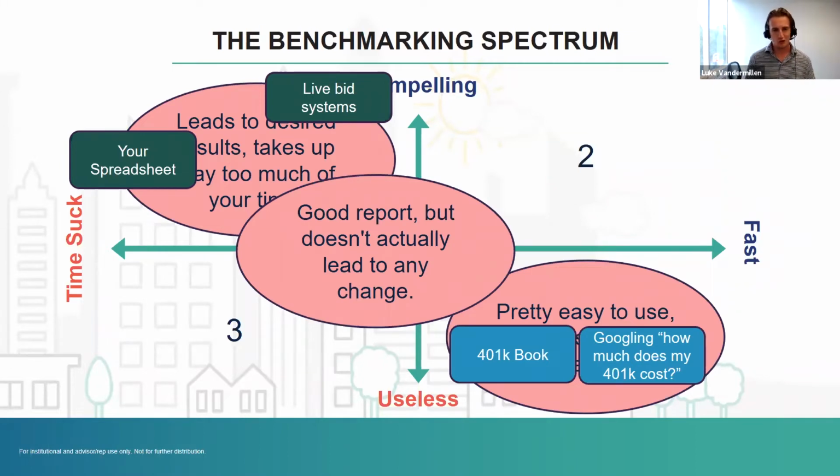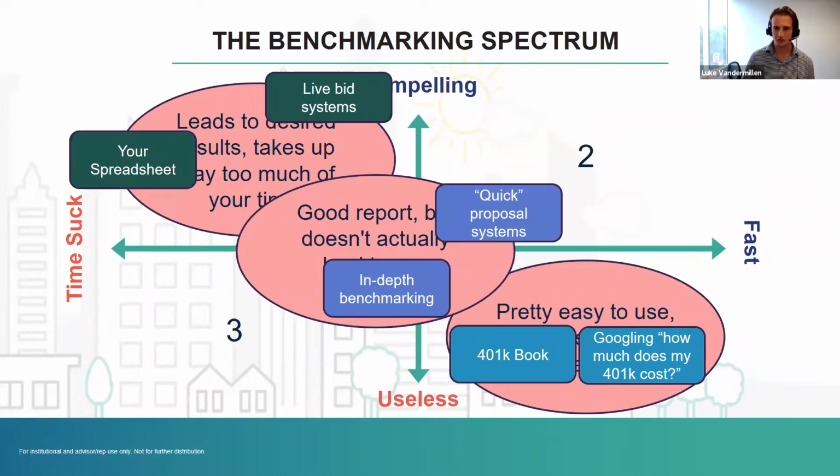Getting towards the middle, more where we want to be, is the great reports that don't lead to any actual change. So this is something that's becoming more and more popular that we're seeing in our industry right now, small fintech startups that are offering reports that on the surface level seem like a great idea and seem really easy for an advisor to use, but the data just isn't there to drive the outcomes that the advisor is looking for. And then going into in-depth benchmarking or quick proposal systems, you'll see a lot of those in the industry in terms of what to utilize.